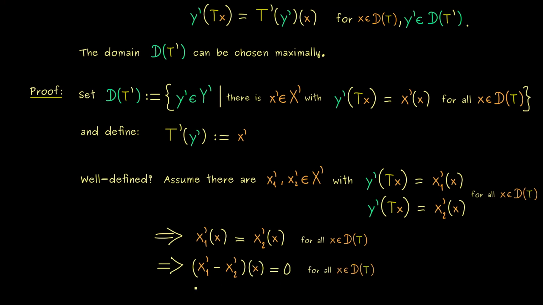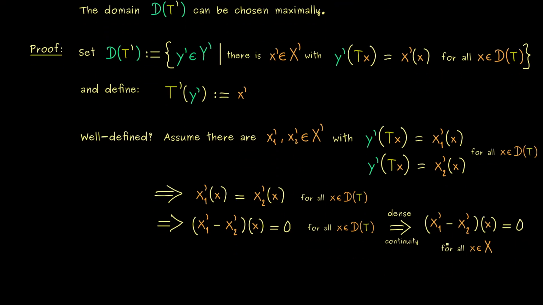And then we see that we have a linear functional here on X, which is 0 for a dense subset. And since we know it's also a continuous function, we can conclude it's 0 everywhere. To say it more precisely, we can approximate every point in X with the dense subset, and the continuity does not allow us to have different values there. So the conclusion is clear and good here. x1 prime and x2 prime were the same from the beginning. So you see, we have a well-defined operator T prime.